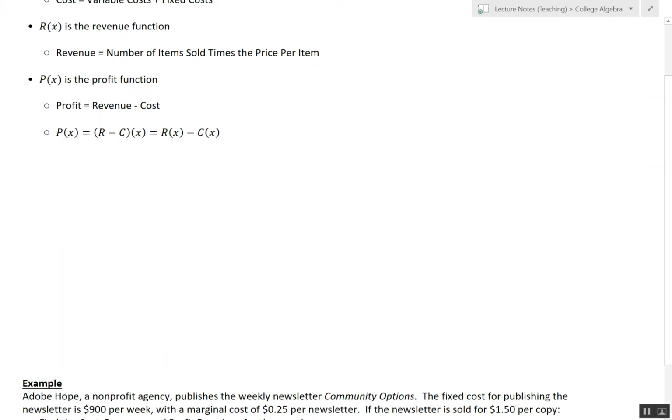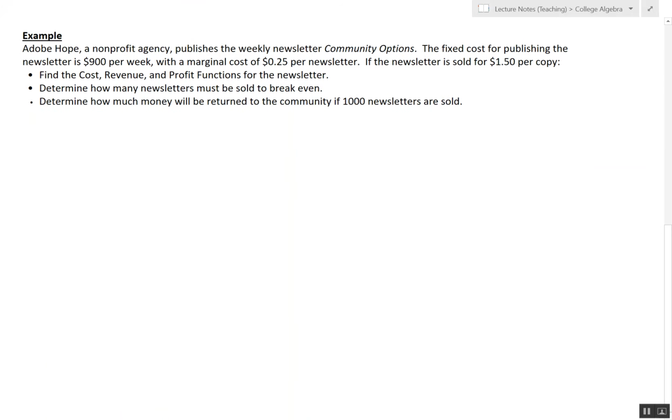So let's look at an example. So we have this company, Hope, which is a nonprofit organization, publishes a weekly newsletter, and the fixed cost is $900 per week, and the marginal cost is 25 cents per newsletter.